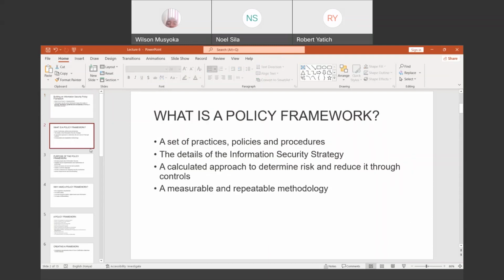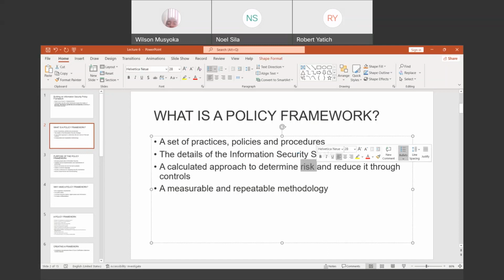And so this framework is going to be made up of a set of practices, policies, and procedures which are going to enable us to put up security. So these policies and procedures are going to have a detailed set of security strategies so that you can have a calculated approach in handling the risk and reduce the risk through controls. And then it has to be a measurable and repeatable methodology.